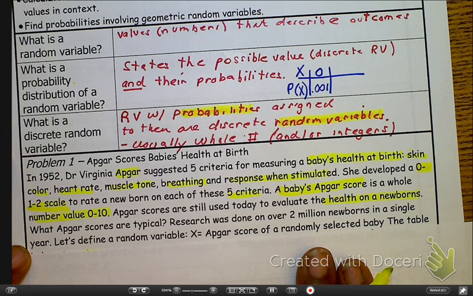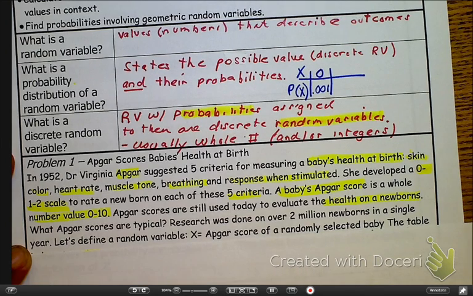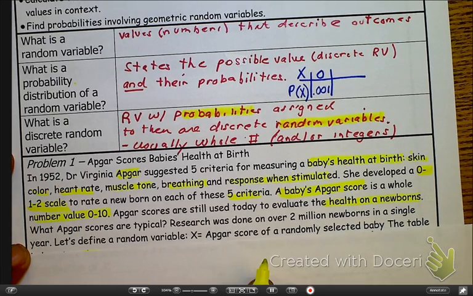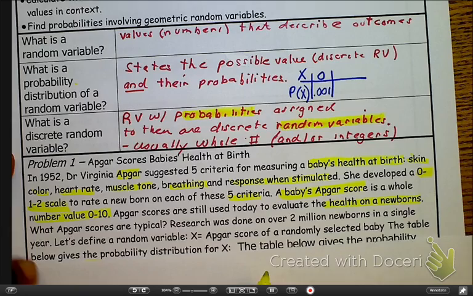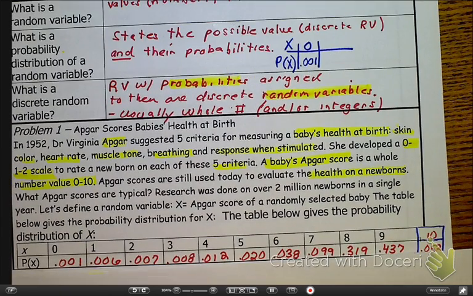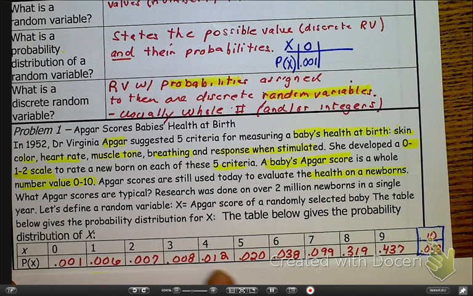But this is something that we use today to evaluate newborns. You can ask your parents. They did it for them if they were born after 1952. And they did it to your little brothers and sisters. Remember, I said they did it to you. So right here, I have a list of the scale values from 0 to 10 and the probability of babies that scored this.